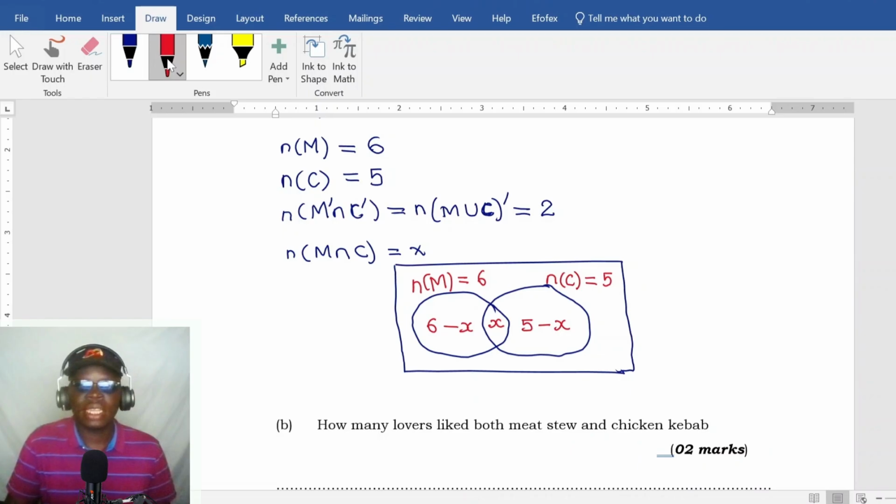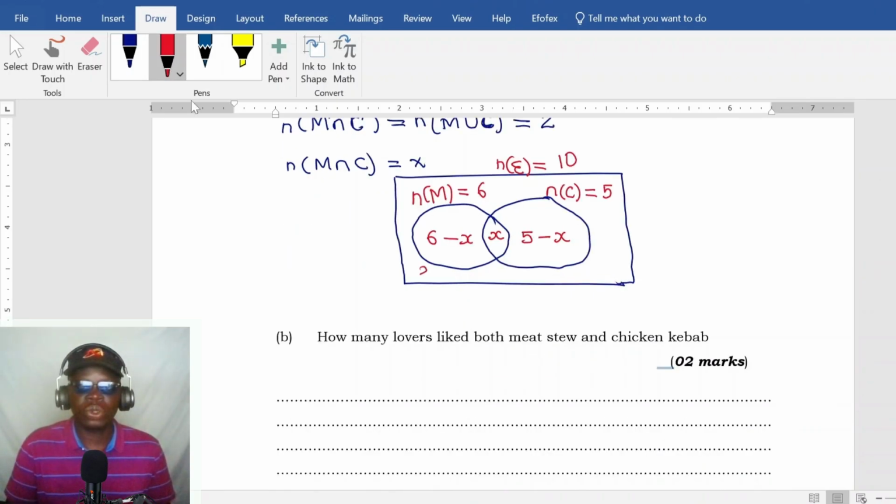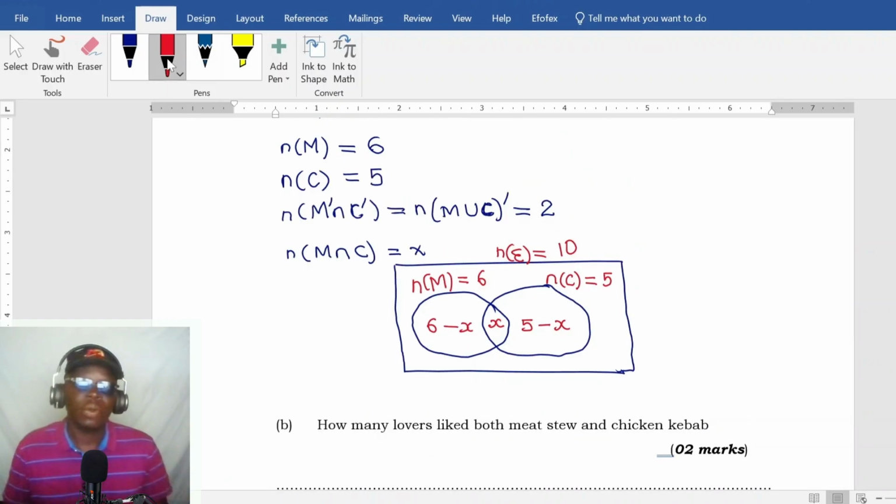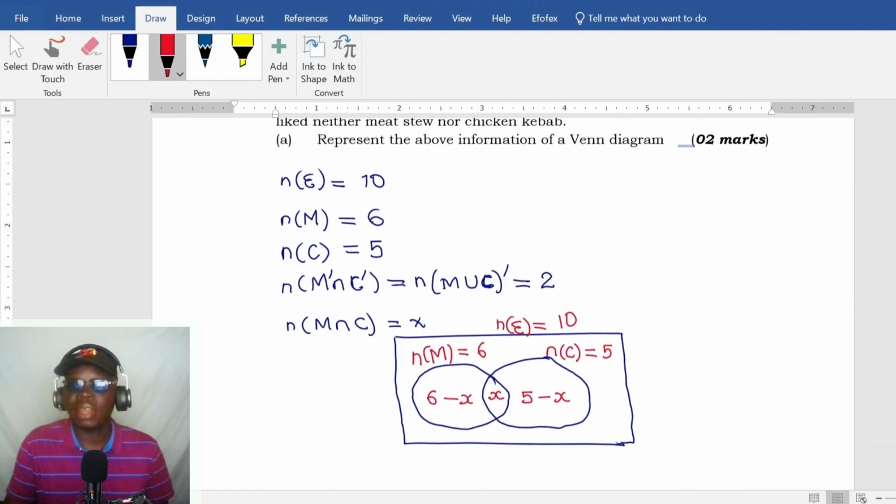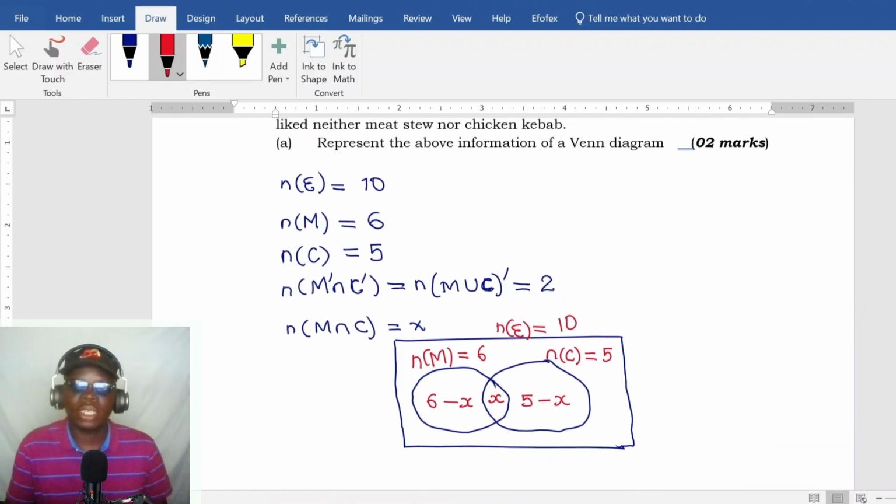Let's go on and indicate the total number of lovers on that Valentine's Day. So we have here 10. And here we have 2 lovers who like neither of the foods. We are done representing our information on a Venn diagram. According to this, we have gotten 2 marks. If you're South Sudanese and studying in senior 2, this is your paper. You can take note and revise it for the next examination.